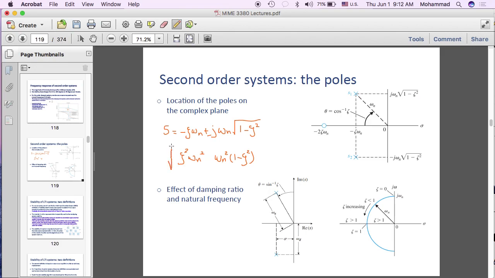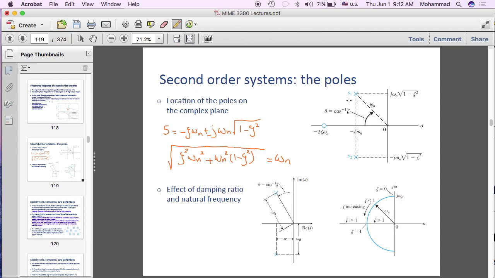So square root of this, which is Pythagorean theorem. So you can see zeta squared omega n squared would be cancelled by zeta squared omega n squared. So what is left is omega n. So this distance essentially is omega n. So if you're given the location of the two poles, you can calculate omega n.